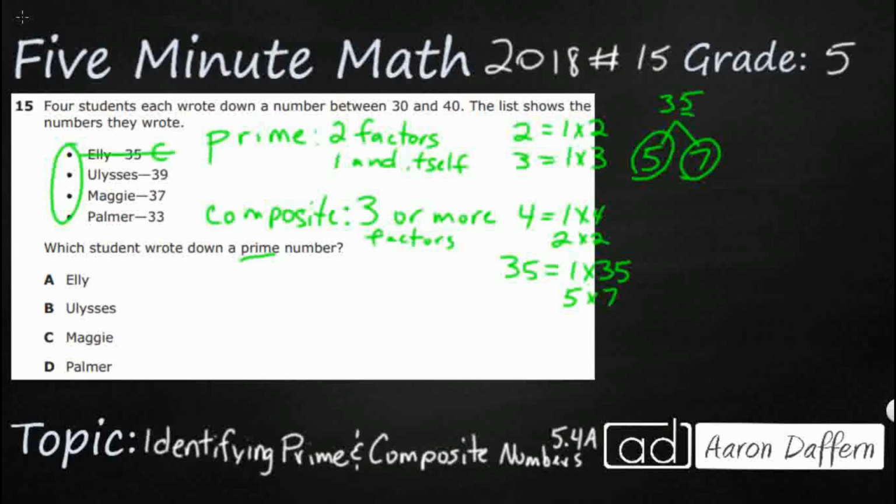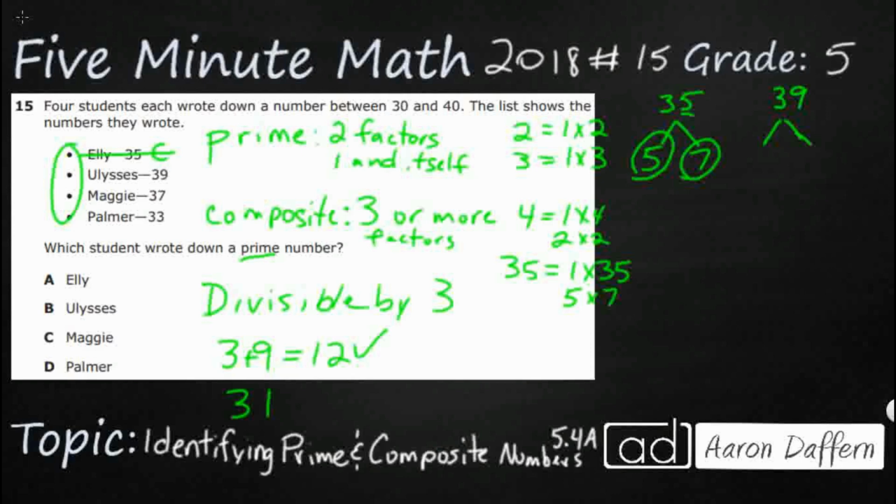Let's check Ulysses. This is kind of a tricky one. 39. Well, it's not even, so I can't divide it by 2. It doesn't have a 5 in the ones place. Let me show you a little trick. It's called the divisibility rule. So the divisibility rule of 3: what you do is you take your number. So I've got 39. You add the digits up. 3 plus 9 makes 12. Is 12 divisible by 3? Yes. So is 39.